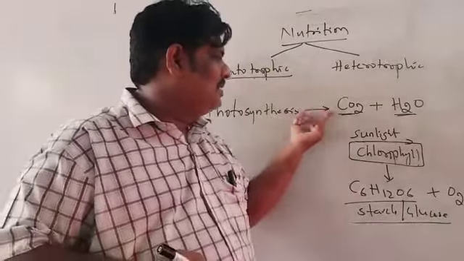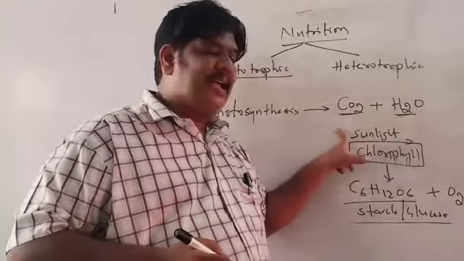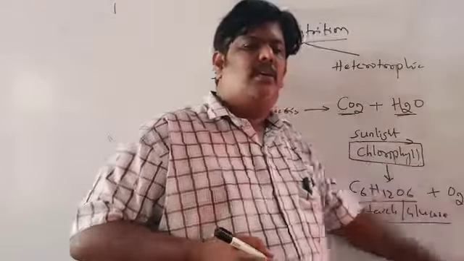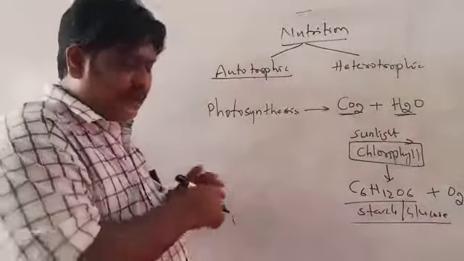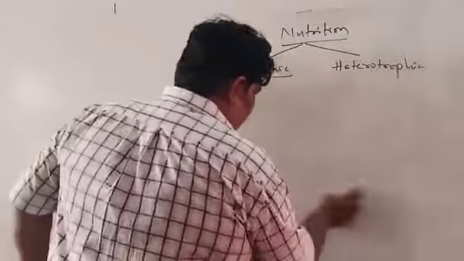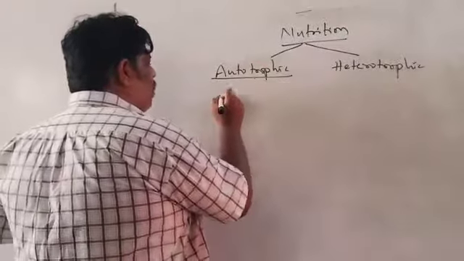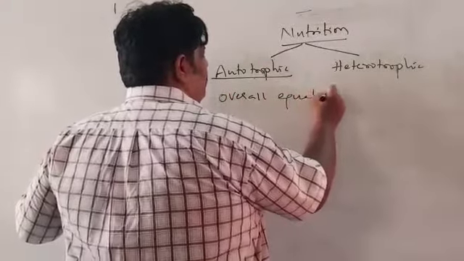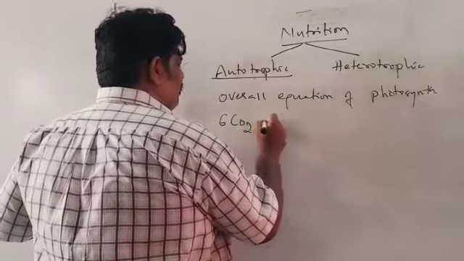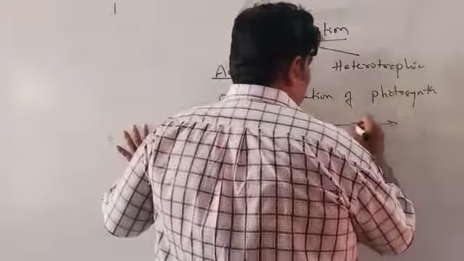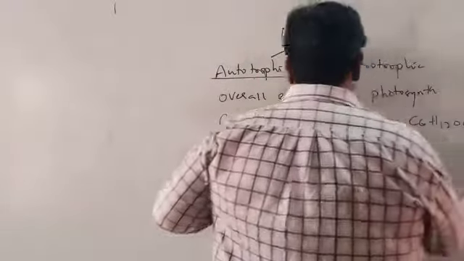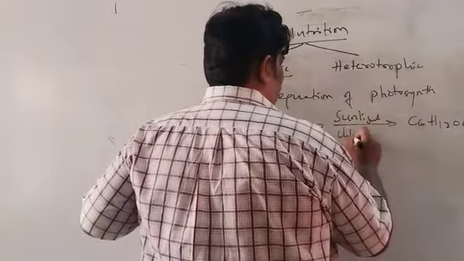So this is the basic idea behind photosynthesis. Photosynthesis can be defined as a process in which plants utilize carbon dioxide and water in the presence of sunlight, and with the help of chlorophyll form starch, and also liberate oxygen and give out water. This can be written as an overall equation, a very common question in examinations. What is the overall equation of photosynthesis? The overall equation is 6CO2 plus 12 molecules of water gives rise to C6H12O6 plus 6O2 plus 6H2O, with the help of sunlight and chlorophyll.